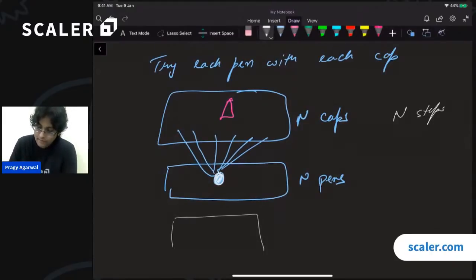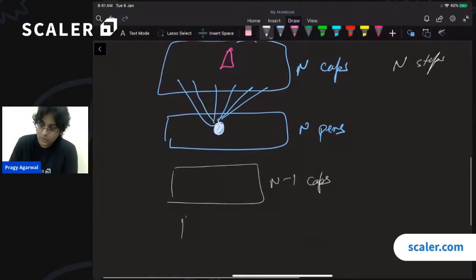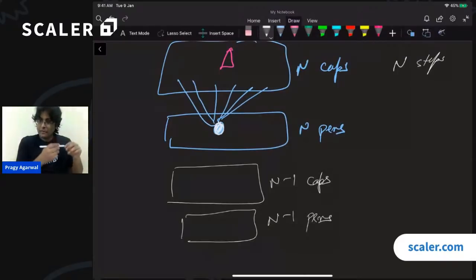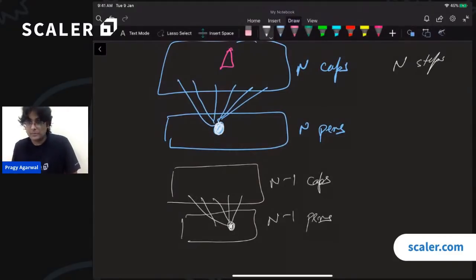Now what do I have? Now I have n minus 1 caps, and I have n minus 1 pens remaining. Once I have paired up a pen with a cap, I will just put them aside. I won't put them back on the table. So now, once again, I will choose any pen and I will try it with all the caps. How many steps will this take now? It will take n minus 1 steps, because there are n minus 1 caps remaining.